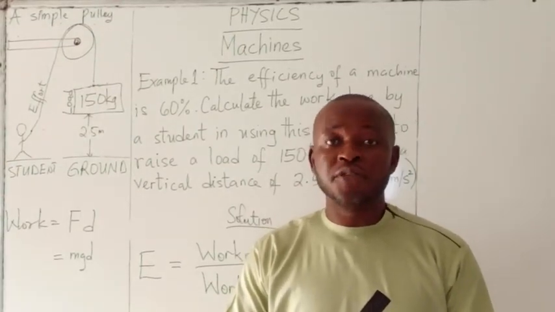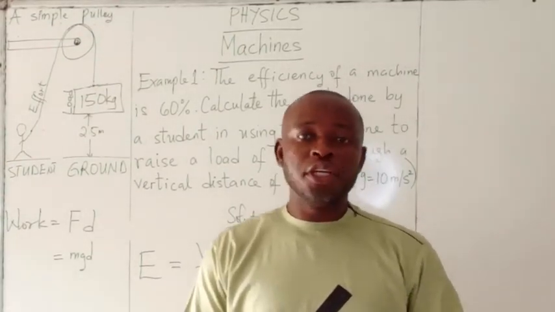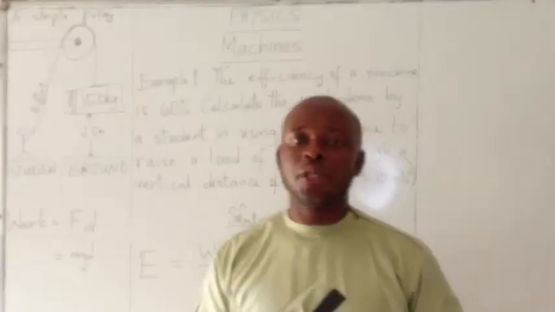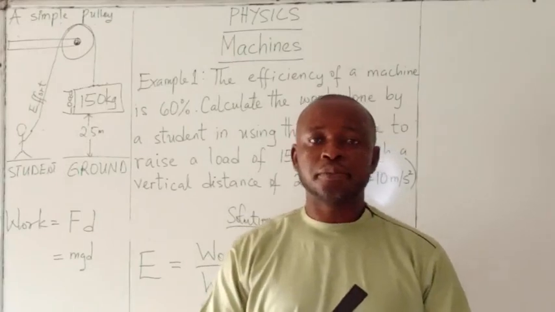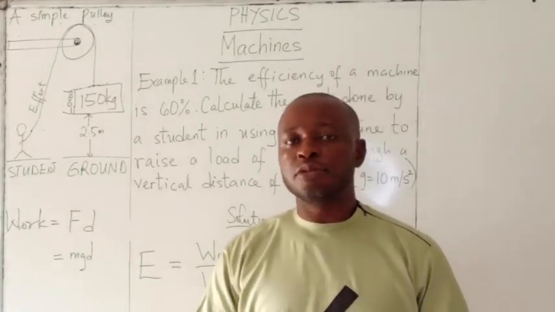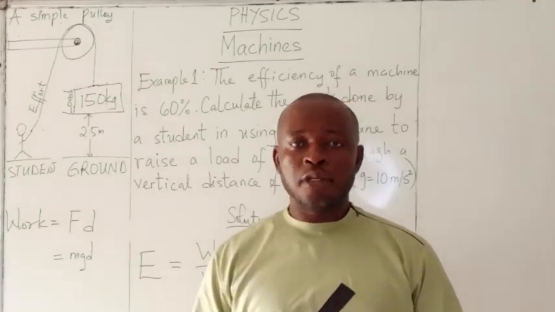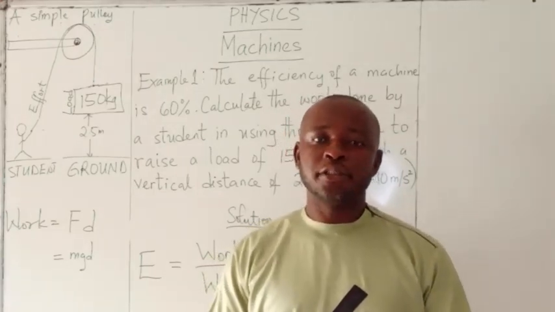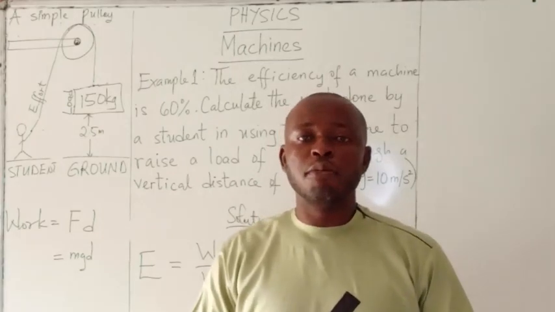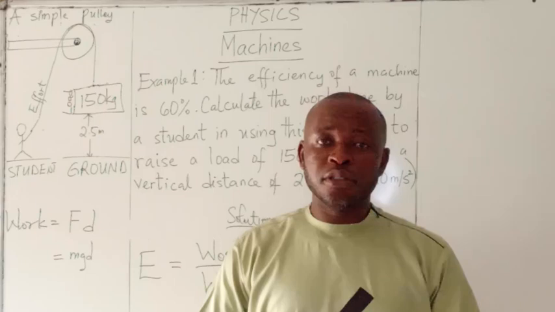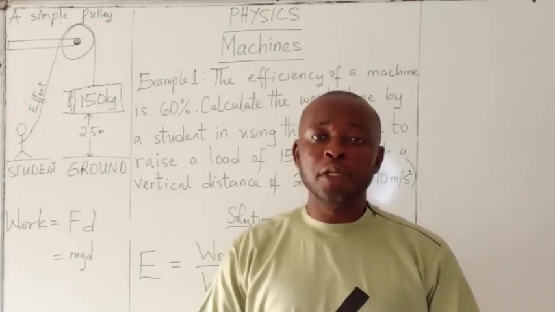The topic for today's physics class is machines. What is a machine? A machine is a tool or a device in which effort applied at one end can be used to overcome load at the other end. An example of a machine is a simple pulley.